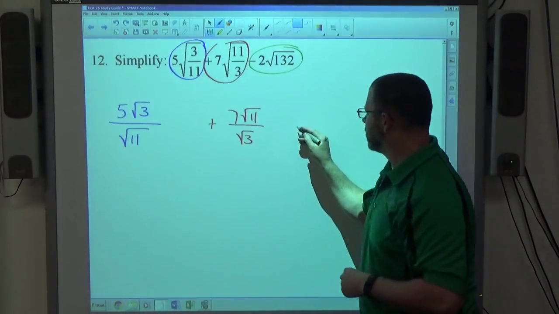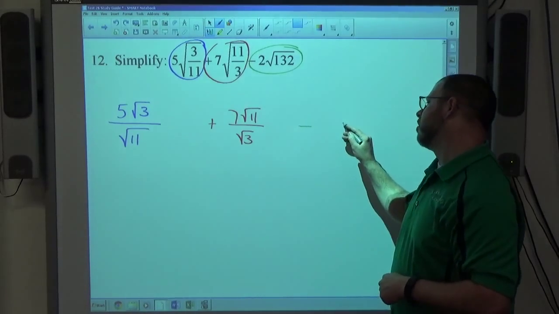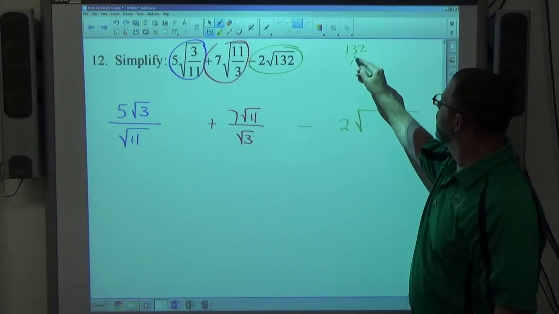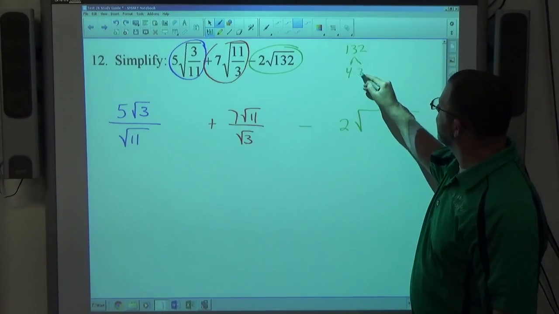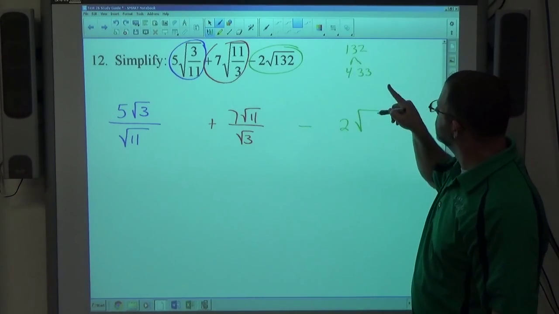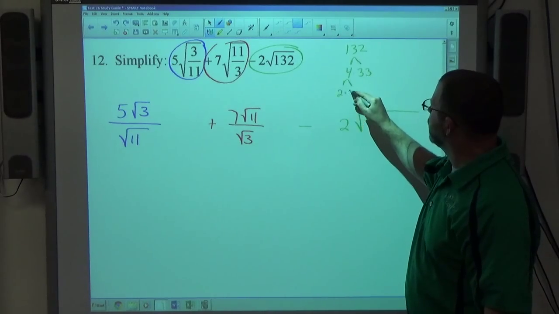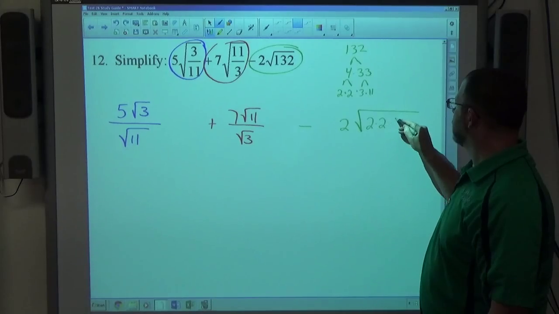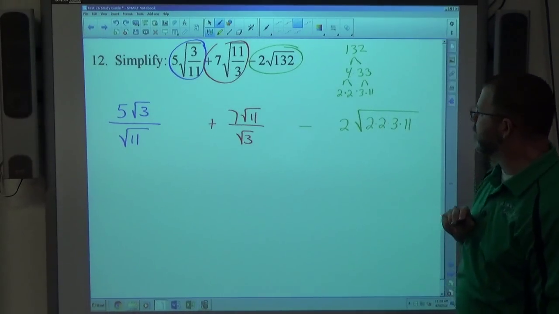Again, leaving myself a little bit of space for the minus sign, and I'm going to put a little space in front of the 2. And looking at 132, 4 times 33, and then 4 is 2 times 2, and 33 is 3 times 11. So 2 times 2 times 3 times 11 is the prime factorization of that number.